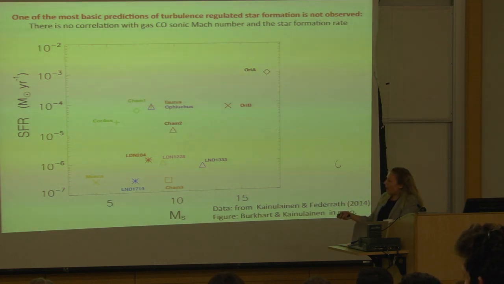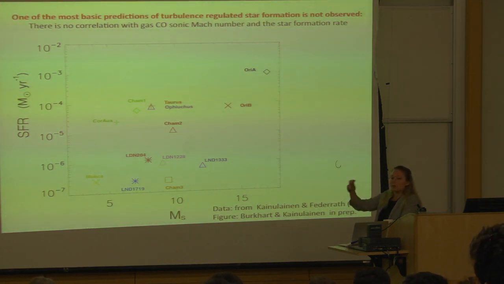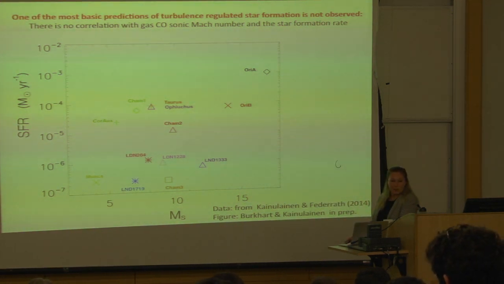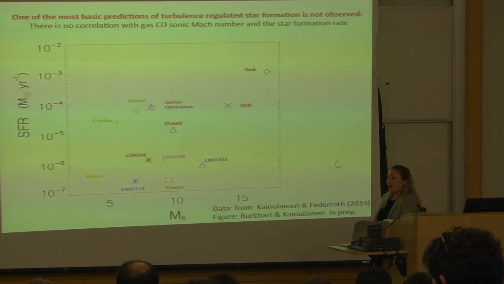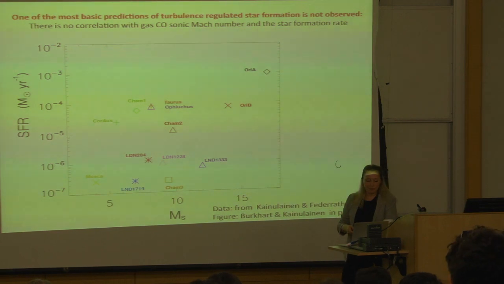And then this Mach number is a turbulent Mach number measured from carbon monoxide as a tracer for the turbulent velocity dispersion, and also as a tracer for the temperature to get the sound speed. So again, this is about as resolved a view as we can get in terms of these two parameters. And I challenge you to find a correlation between the star formation rate and the Mach number. Certainly, it's not in the way that the model would predict. So this is one challenge for these models.